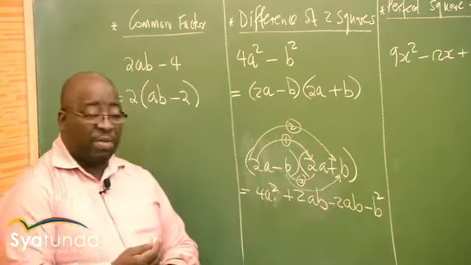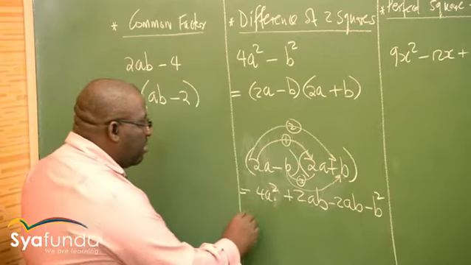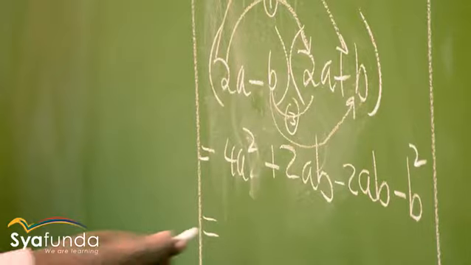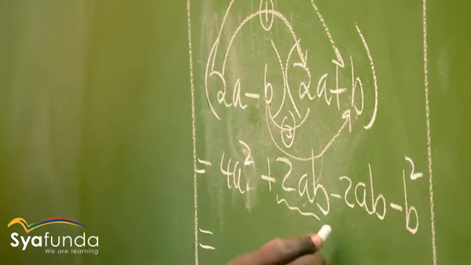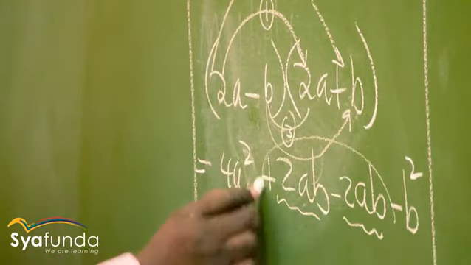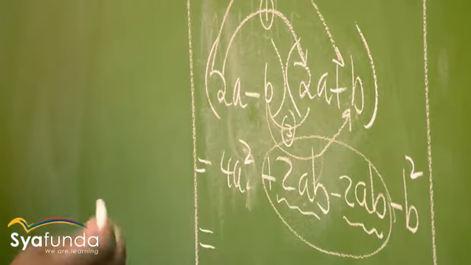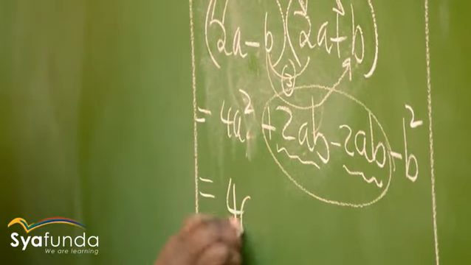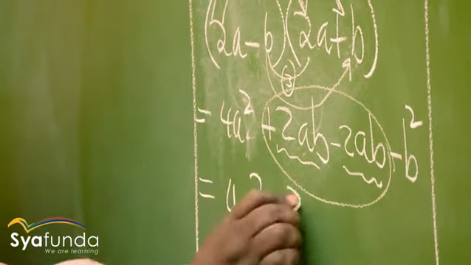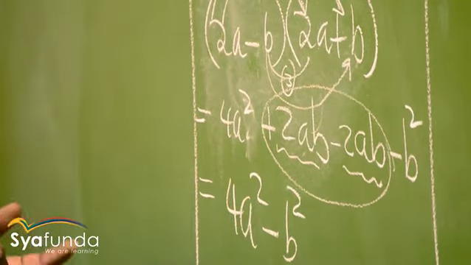It's going to be minus b squared. Now, when we work this out, you'll always notice that 2ab subtract another 2ab will be 0. So this goes. What are we left with? We're left with 4a squared minus b squared. This is what we call the difference of 2 squares.